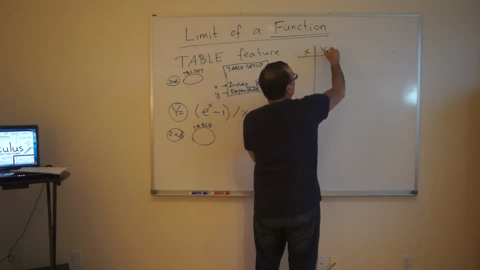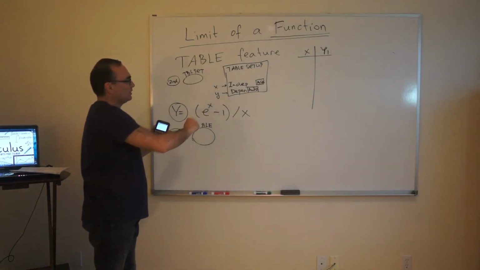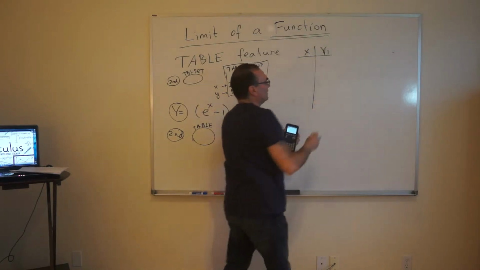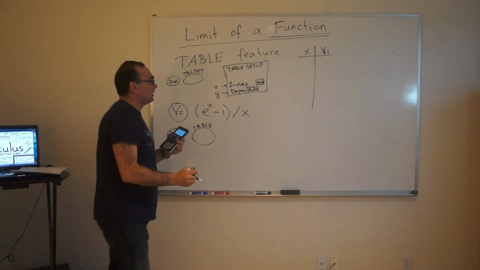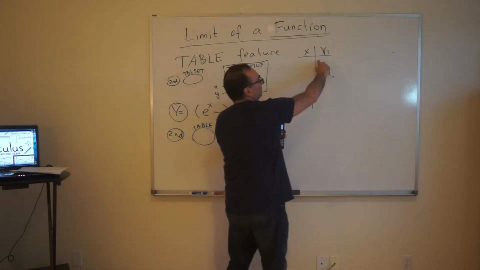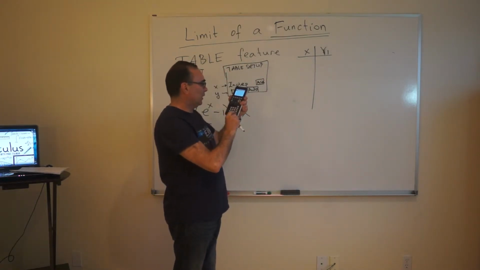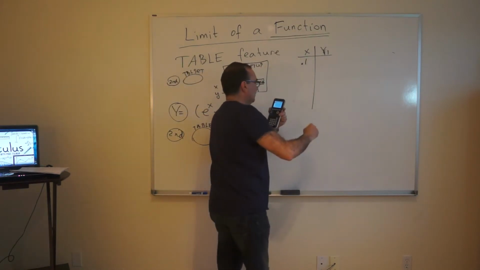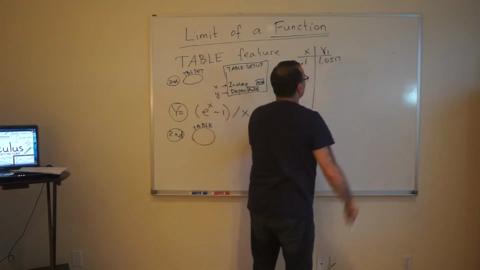X and then y1, because that's how we entered our function. We entered our function as y1. In fact, the calculator is capable of saving 10 or more functions. We only need one. Here's what you do. You enter any x value you want, and the calculator will automatically calculate the y value and put it here. So I enter 0.1, press enter, and the calculator automatically calculates 1.0517.